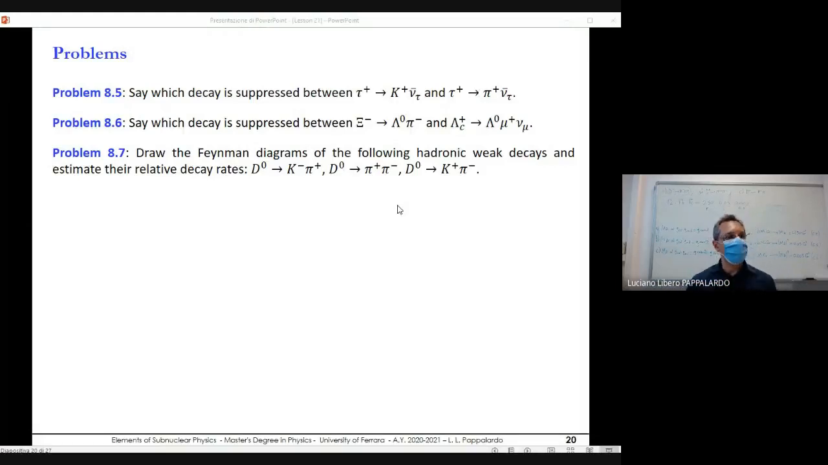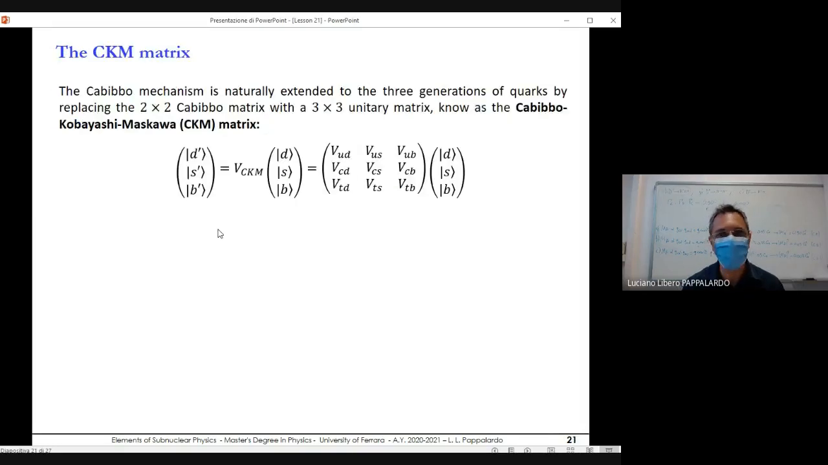Okay, so far we have considered the case of up-down and charm-strange, but we know that there is an additional family, the heaviest quarks, the bottom and the top. So we have to expand this quark mixing structure to include all three quark families. And this is done through the so-called Cabibbo-Kobayashi-Maskawa matrix, okay? So it is a generalization of the Cabibbo rotation, but now including all three families.